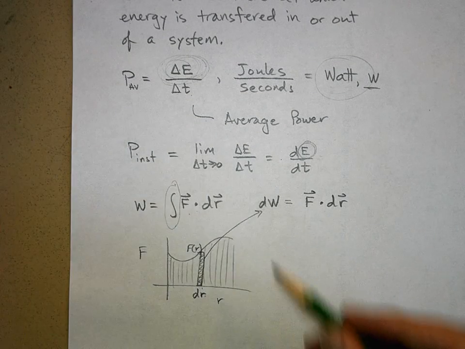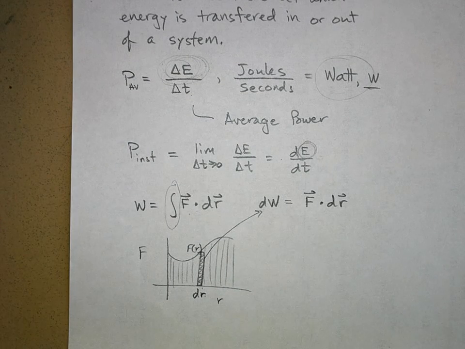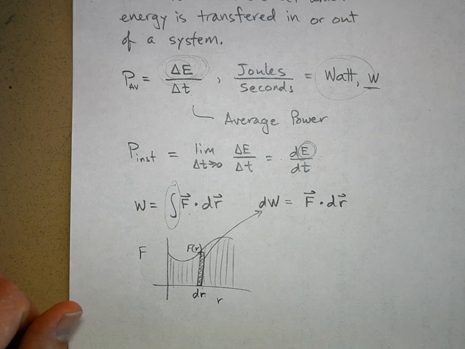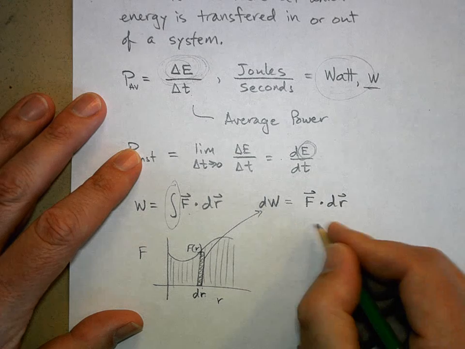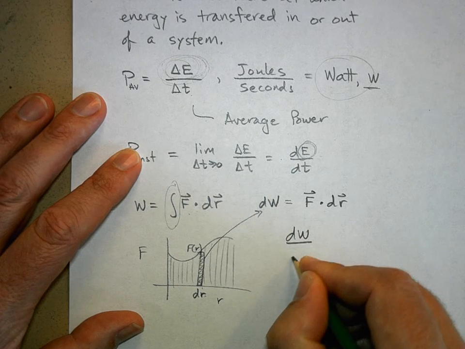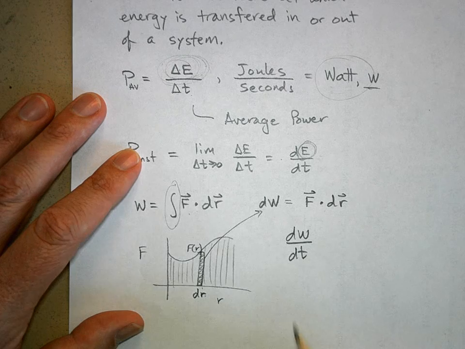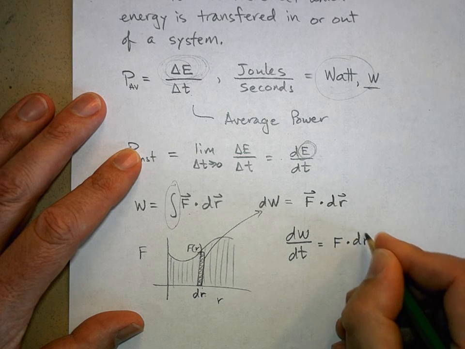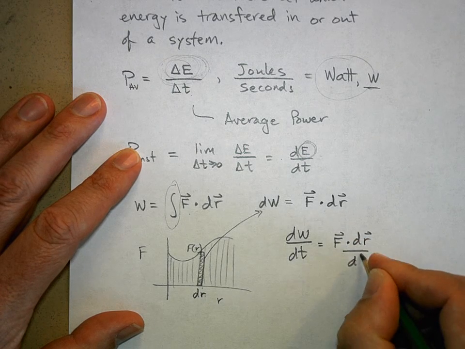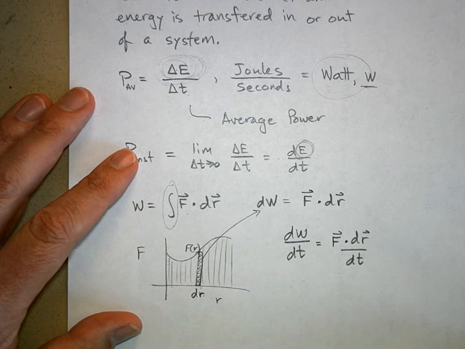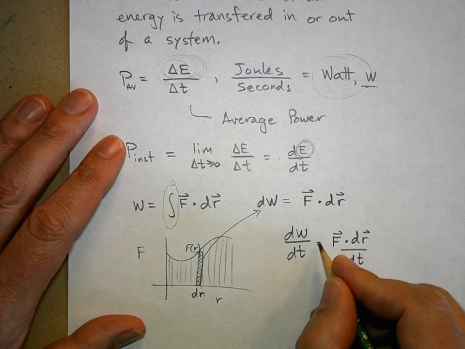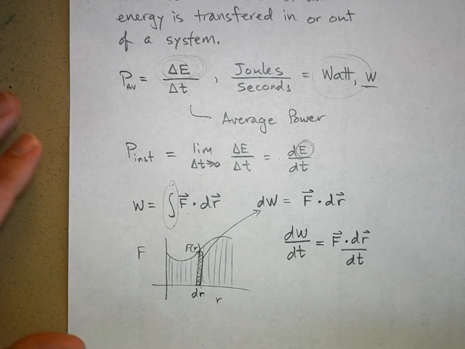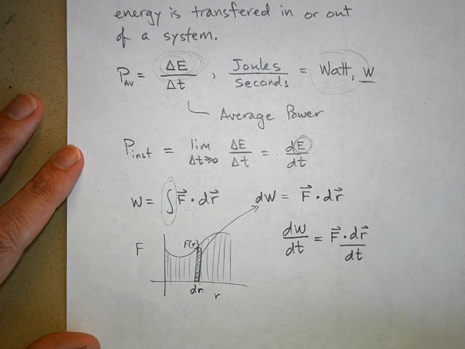So what I can do is take that little tiny bit of work done and divide it by the little tiny bit of time that it took to do that work, and I can get the instantaneous power. Just divide both sides by dt, and I get dW/dt. Now this is not a watt, this is work, so we're talking about work here, equal to F dot dr over dt. That makes sense? Heck yeah, algebra lets me do that. I have not violated any mathematical laws here.